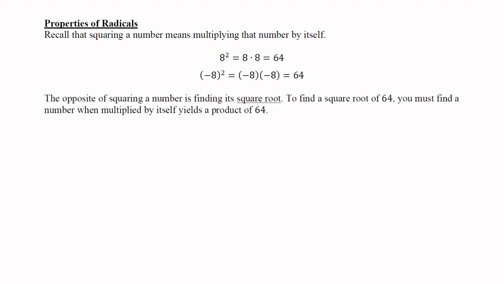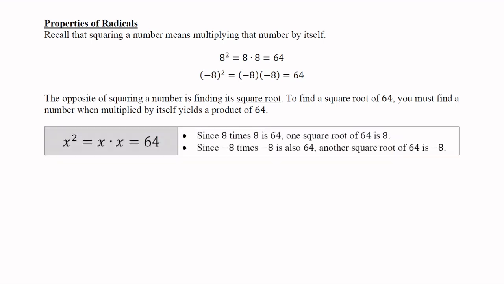The opposite of squaring a number is finding its square root. To find the square root of 64, you must find a number that, when multiplied by itself, yields a product of 64. Since 8 times 8 is 64, one square root of 64 is 8. Since negative 8 times negative 8 is also 64, another square root of 64 is negative 8.